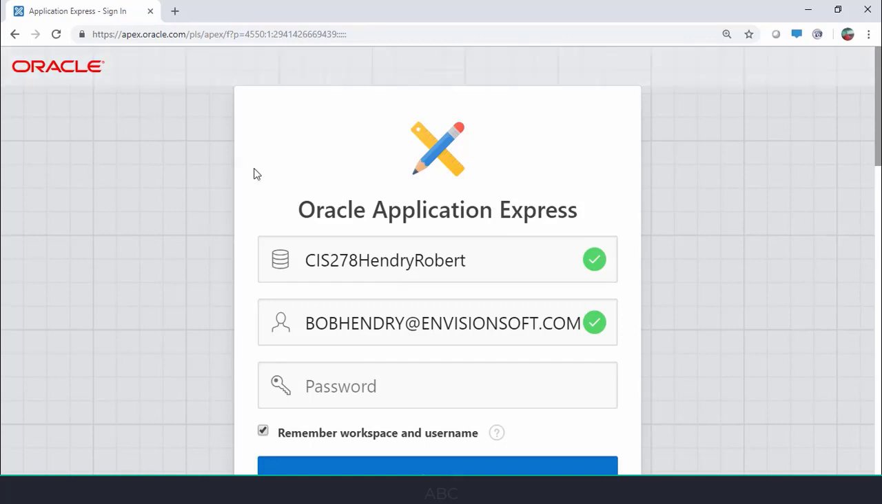But anyway, go to Application Express if you're following along with me. And again, I encourage you to follow along with me and stop the video if you would, and follow these examples with me. So let me just go and log in.